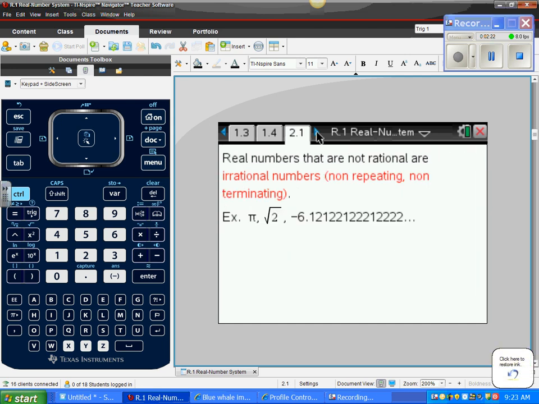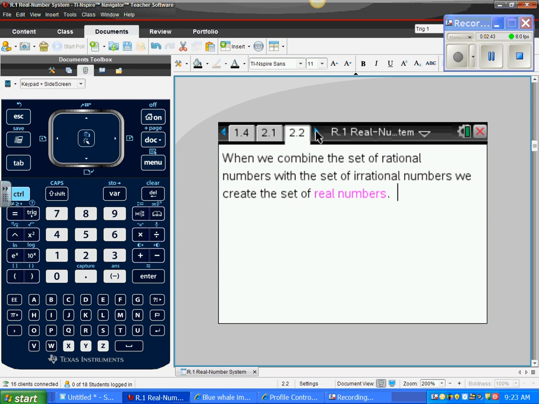Real numbers that are not rational are what we call our irrational numbers, and we just talked about this a little bit. These are non-repeating, non-terminating numbers, such as pi, square root of 2, -6.121212221222. Yeah, I know that it shows a pattern, but this is not a rational number. All right, so when we combine the set of rational numbers with the set of irrational numbers, we create that big set of real numbers.